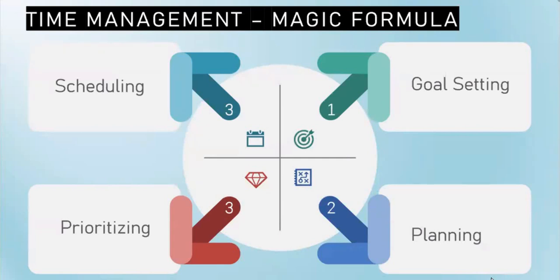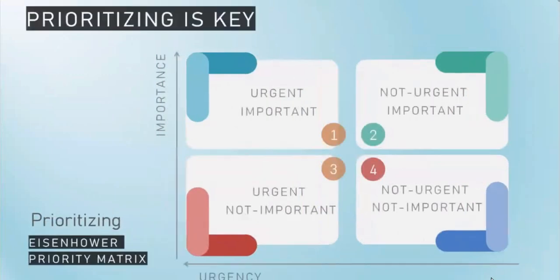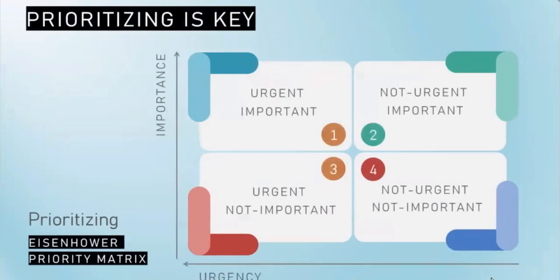Now, out of these 4, of course, we cannot delve into each, but let's take a quick look at this very important tool for prioritizing tasks, because that is something that we all struggle with, right? We have 10 things to do in a day, but the time is not enough. So how do you prioritize your tasks? There's something called an Eisenhower priority matrix that you can make use of.